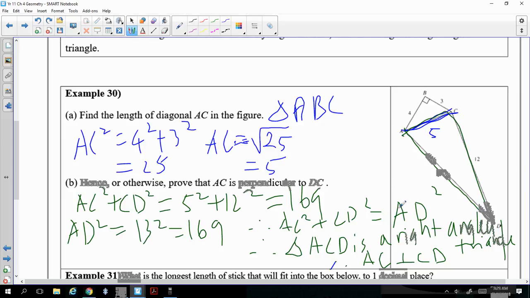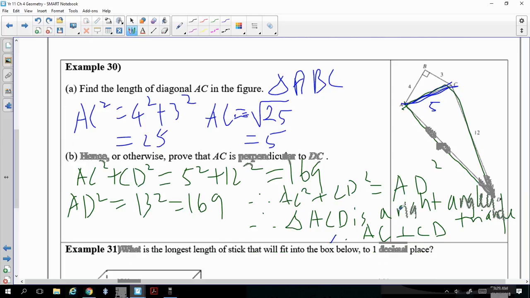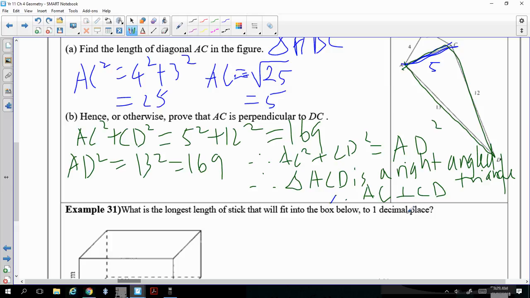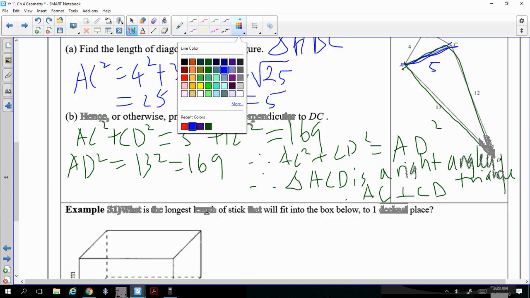And then we'll go one more thing. The next one, 31. Find the missing sides in a 3D shape. I think you've seen that before in year 10 or year 9. All right, let's do that. All done? Okay, find the length of the longest stick that fits inside the box.